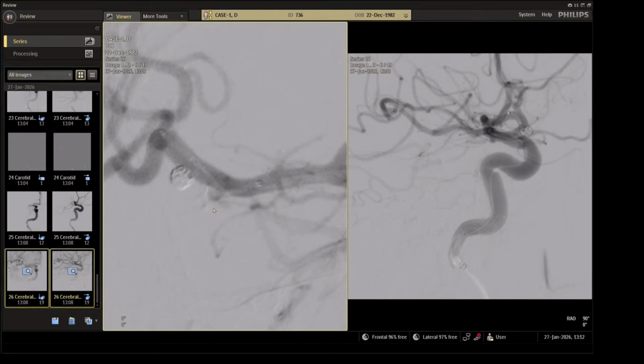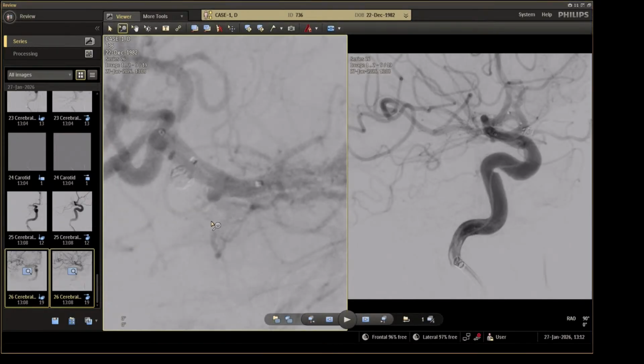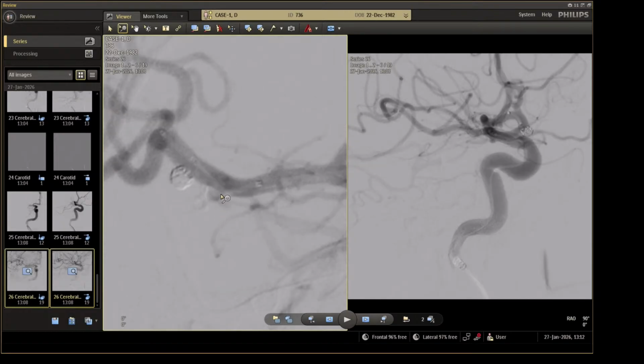I think it's a branch just before it was ruptured. And this is acute aneurysm formation. Huh? It's like a blister aneurysm, dissecting.